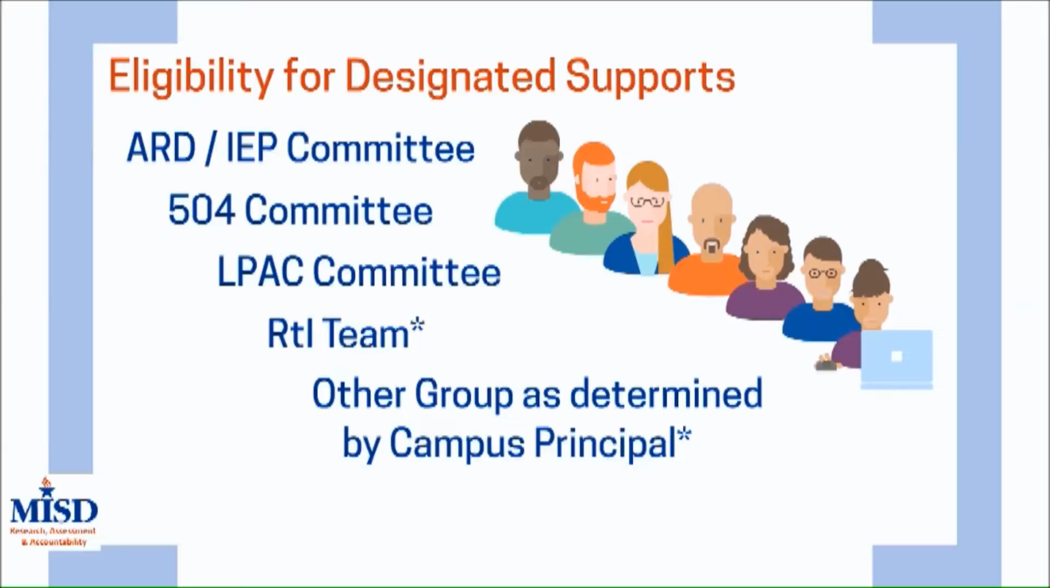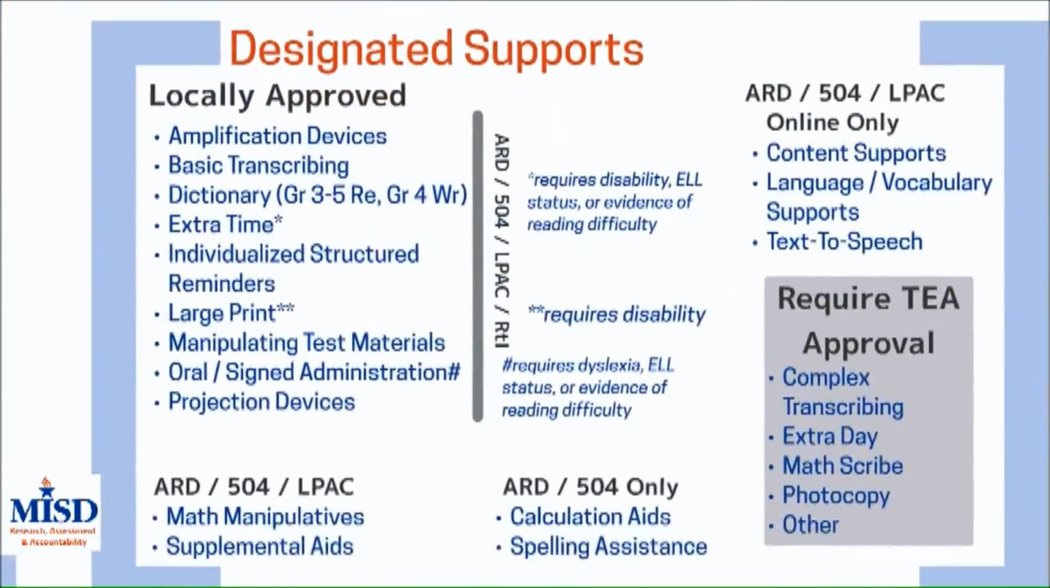The determination of eligibility for designated supports is handled essentially the same way it's been done in the past, although the list has expanded over the years. Most people are familiar with the decision-making authority of ARD committees, 504 committees, and LPACs, but RTI teams now have some authority when it comes to designated supports on STAAR. Other groups, as determined by the campus principal, typically address emergency supports, such as when a student breaks an arm and needs basic transcribing.